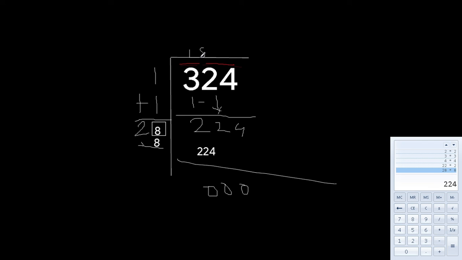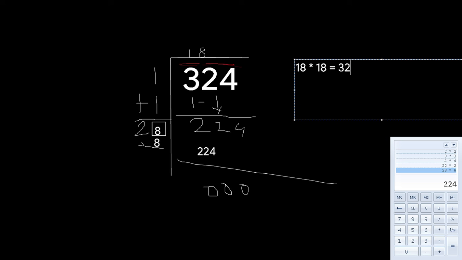So now we can say that if you multiply 18 into 18, you will get 324.